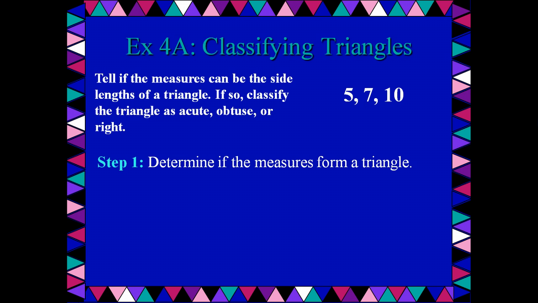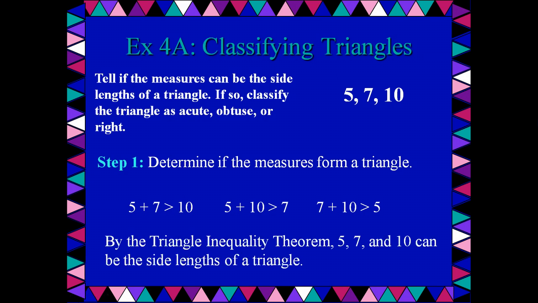So step 1, determine if the measures form a triangle. 5 plus 7 is greater than 10, 5 plus 10 is greater than 7, and 7 plus 10 is greater than 5. By the triangle inequality theorem, 5, 7, and 10 can be the side lengths of a triangle.